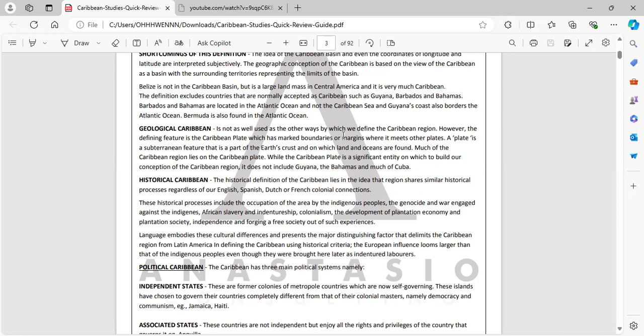And that is what I was telling you earlier when I was giving the definition of the Caribbean and also the limitation of the geographic definition. The limitation is that you exclude certain countries such as Guyana and Barbados, and you can also use the facts here. Barbados and Bahamas are located in the Atlantic Ocean and not the Caribbean Sea. Guyana's coast also borders the Atlantic Ocean. Bermuda is also found in the Atlantic.